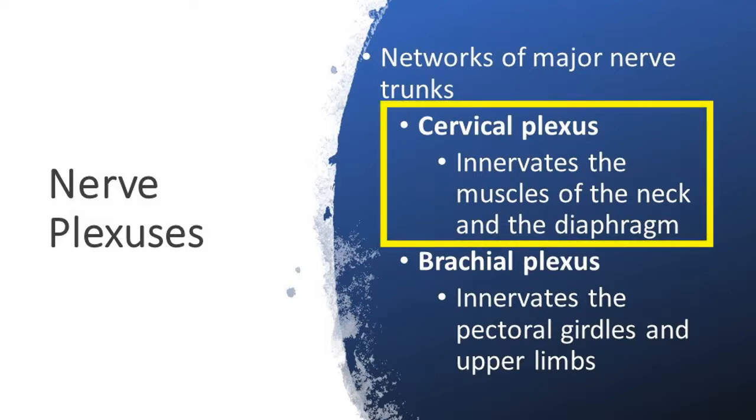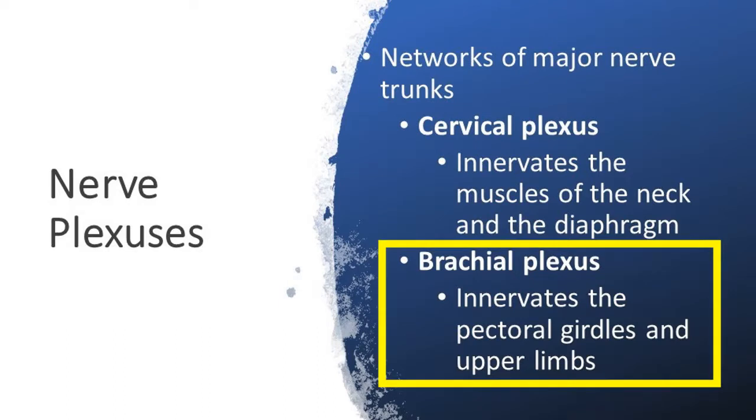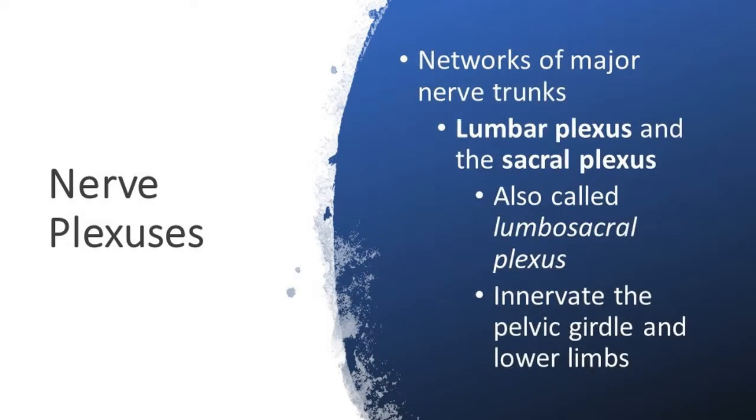Cervical plexus innervates the muscles of the neck and diaphragm. Brachial plexus innervates pectoral girdles and upper limbs. Lumbar plexus and sacral plexus together are labeled as lumbosacral plexus, and this innervates pelvic girdle and lower limbs.